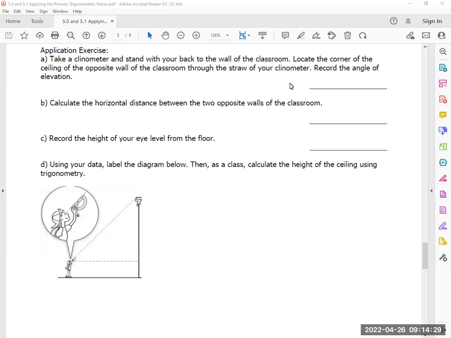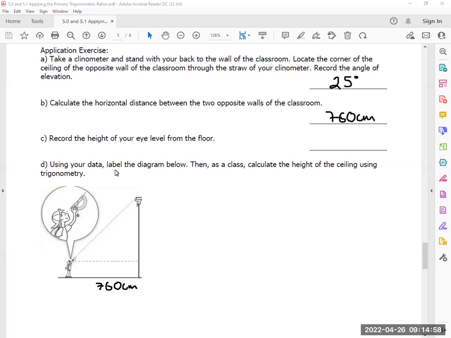Okay, so we estimated that the angle of elevation is approximately 25 degrees. Calculate the horizontal distance between the two opposite walls of the classroom. I already mentioned, using my measuring tape, that this is about 760 centimeters. So this is about 760 centimeters.